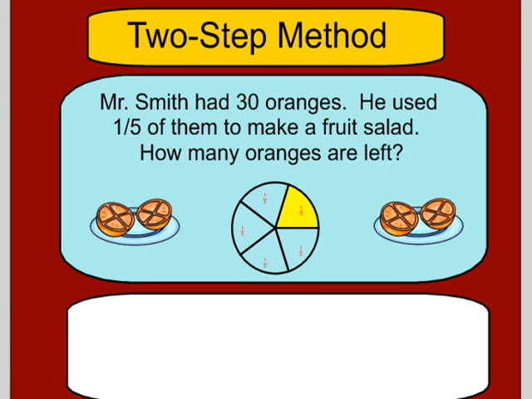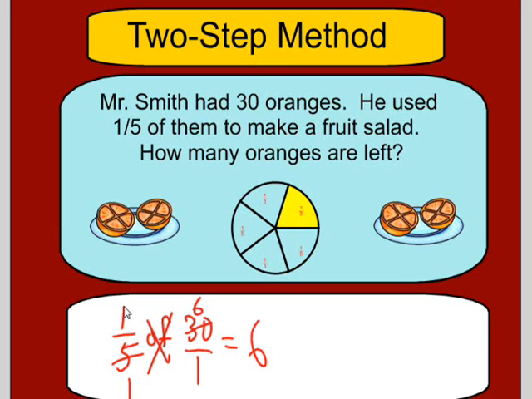So this is going to be a two-step method of solving this question. Mr. Smith had 30 oranges. He used 1/5 of them to make a fruit salad. How many oranges are left? Well, he used 1/5 of the oranges. Of means to multiply. So I'm going to make this improper. I'm going to cancel out the 5 and the 30.